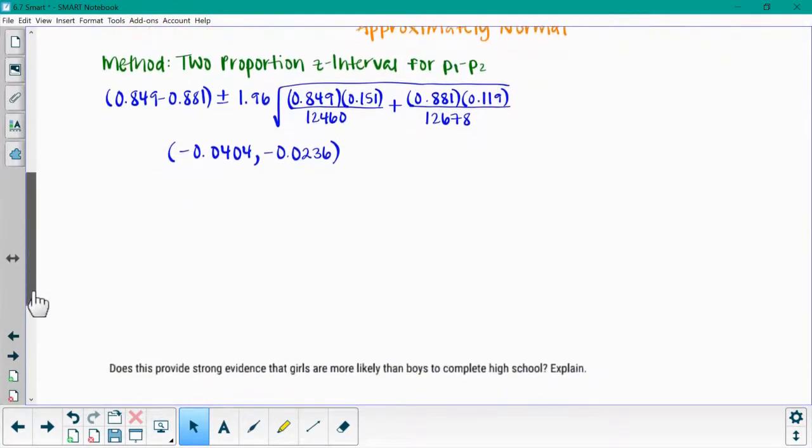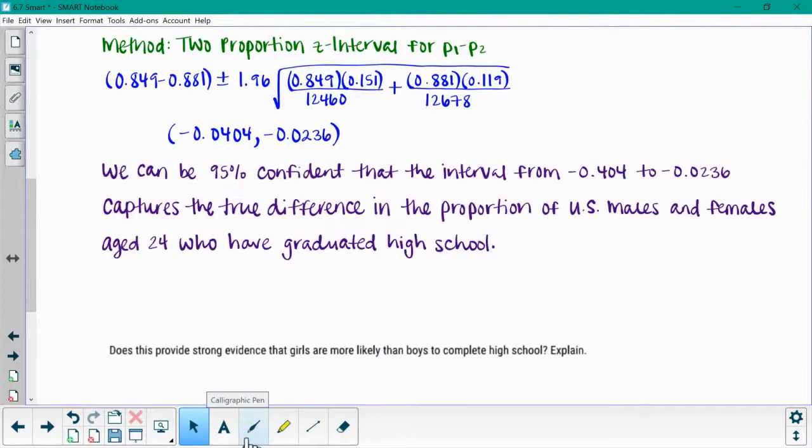Going to write my conclusion. We can be 95% confident that the interval from negative 0.0404 to negative 0.0236 captures the true difference in the proportion of U.S. males and females aged 24 who have graduated from high school.